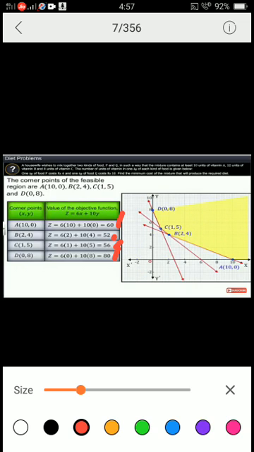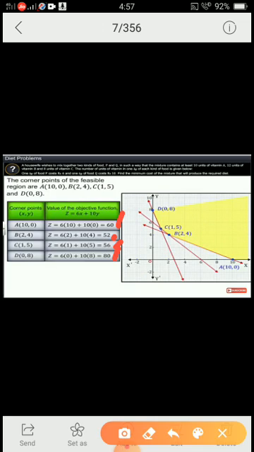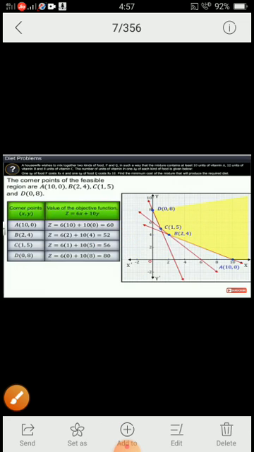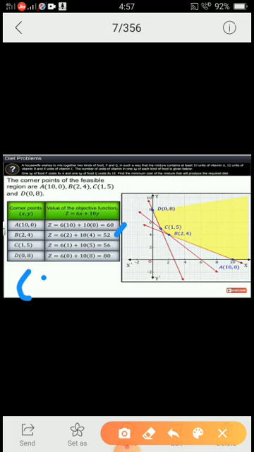Clear? Now the question was to minimize. Minimize means I have to find the minimum value. So in this, which is the minimum value? Yes, 52 is the minimum value, right? So 52 is the minimum value we have. So 52 is the minimum value at which point? It is at (2, 4).